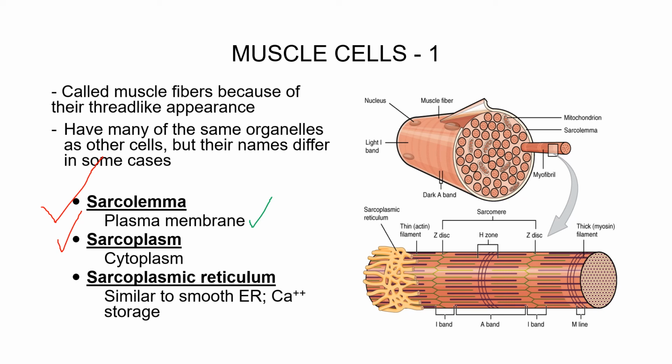And then last but not least, you have the sarcoplasmic reticulum, and that should sound kind of familiar, right? We talked about the rough endoplasmic reticulum and the smooth endoplasmic reticulum in Chapter 3. And that's what we're talking about here. Instead of saying endoplasmic reticulum of skeletal muscle, we're just going to say sarcoplasmic reticulum. And this is specifically talking about the smooth ER, not so much the rough ER.